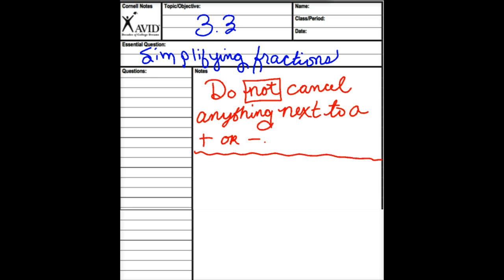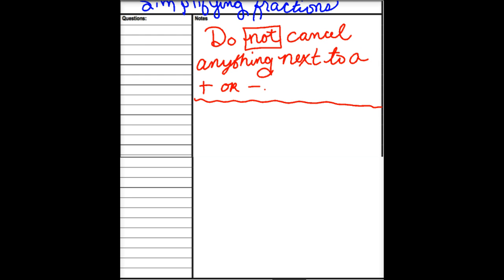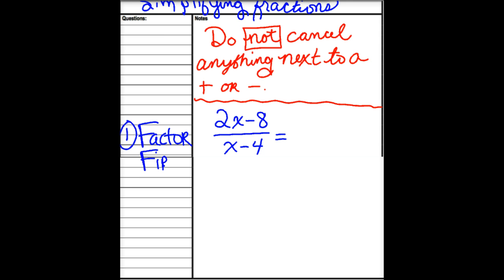All right, so what do I do here? What I do is, let's put an example up, like 2x minus 8 over x minus 4. I do not start canceling the 8 with the 4. It's living next to a subtraction. I do not cancel the x's. They're living next to a subtraction. What I do is I factor first. Okay, and I'm going to be saying that a zillion times for the rest of this entire unit. Factor first. If you don't, you will fail this unit because you're just going to start being what I call a mad slasher, and you're going to be canceling things that have no right canceling.